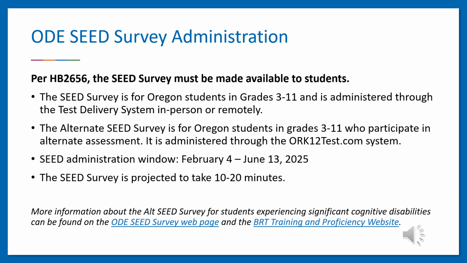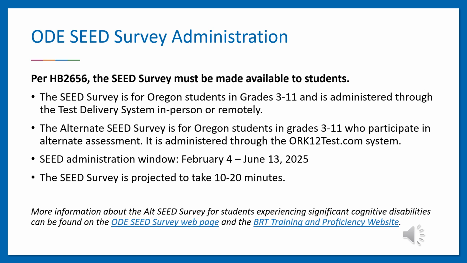Overview of the ODE SEED survey administration. Per House Bill 2656, the SEED survey must be made available to students starting in the 2023-24 school year. The survey window is scheduled to run from February 4th to June 13th, 2025 for students in grades 3 through 11. The SEED survey will be administered through the OSAS portal or a remote proctoring system. The Alt-SEED survey will be administered through the ORK12test.com system. The SEED survey is projected to take 10 to 20 minutes.